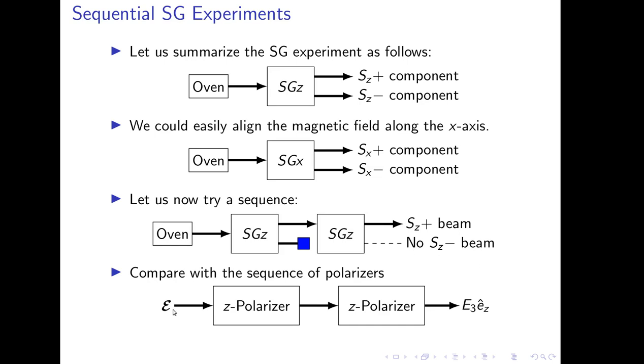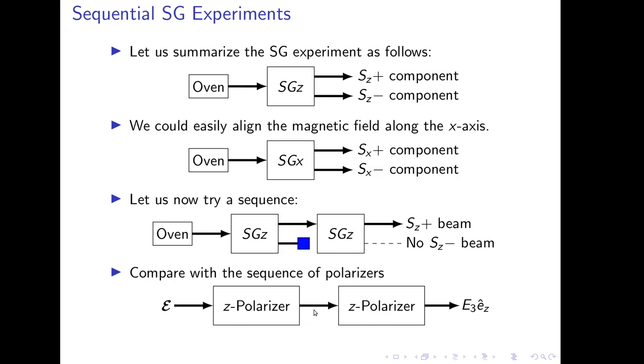So this is exactly what we did. Compare this with the Z polarizer. Remember, in our polarizers Y was our direction of propagation, and the polarizations were in the Z and X plane. So you sent something which was like E1 X cap plus E3 Z cap, and it goes through the Z polarizer.